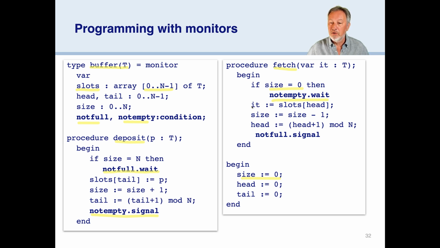Once this is true, then we can grab the item by looking at the head location in the slots array. We decrease the size because there's one fewer element, and we increment the head modulo n so it moves forward in the array. Then once we're done, we signal not full, so any client who's waiting in the deposit will get signaled. So now these two operations can cooperate with each other with the help of these synchronization conditions.